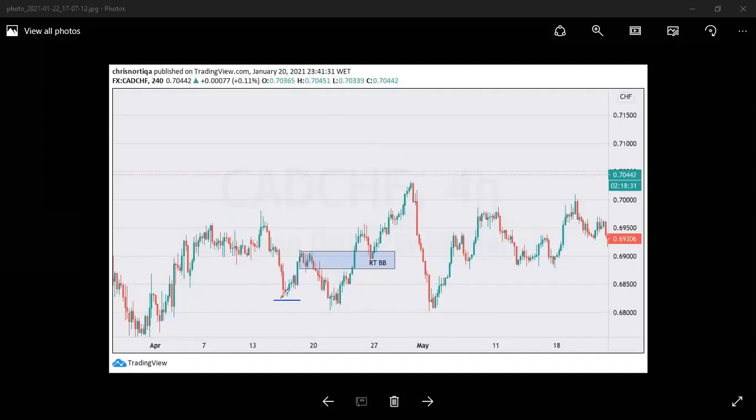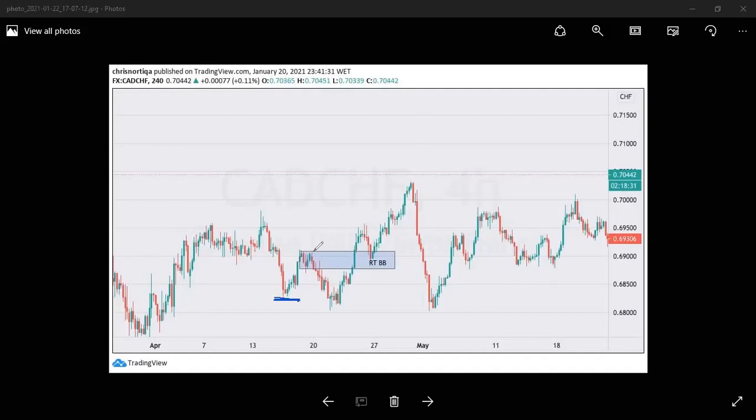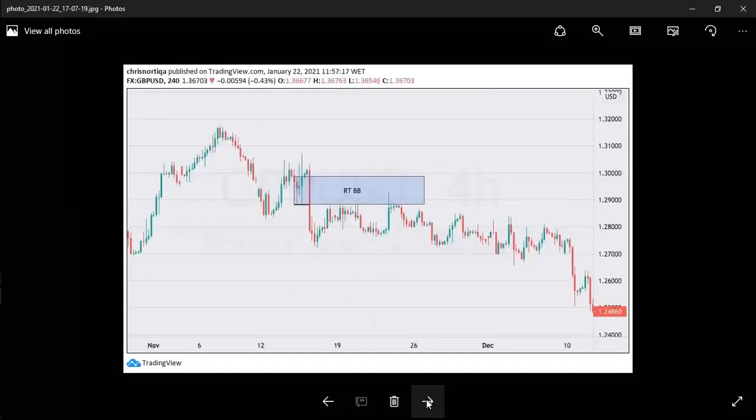There was liquidity here. There were stop losses here. So they used this order block here to push price down to take out the low. Then once they're done, price goes up, breaks market structure, return to breaker. That's the return to breaker. This was a return to breaker again.